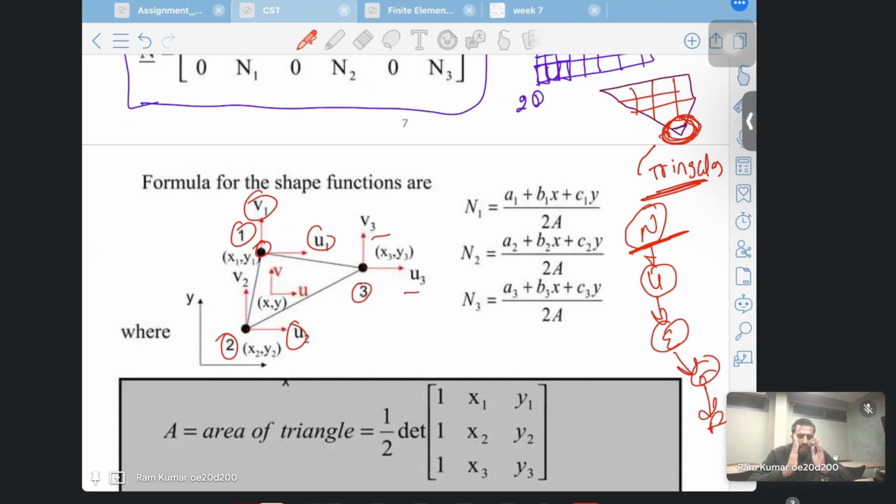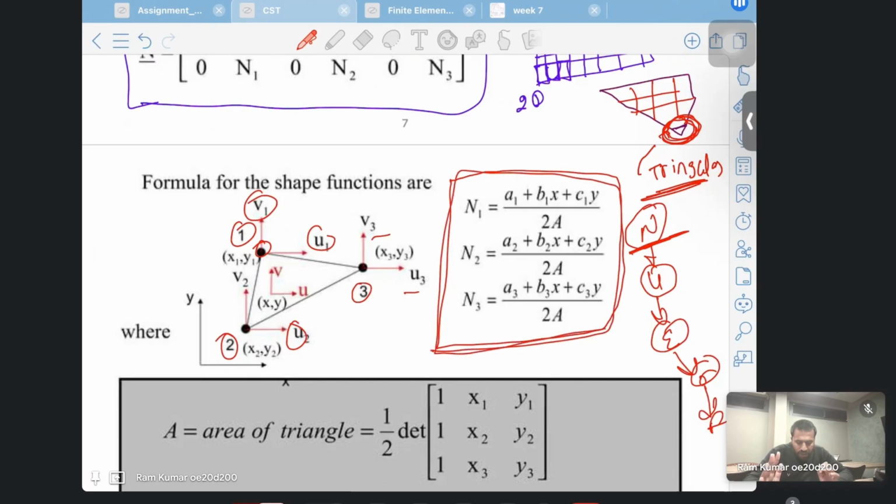For any triangle element, these are predefined mathematical equations. We can derive them also, but we don't want to go in depth, because we have to assume some base function, then differentiate. So many things we have to do, so we are not going to do that. We are saying this is the predefined shape function for this triangle element. We have 3 nodes, so in total we will have 3 shape functions: N1, N2, N3. These are our shape functions.